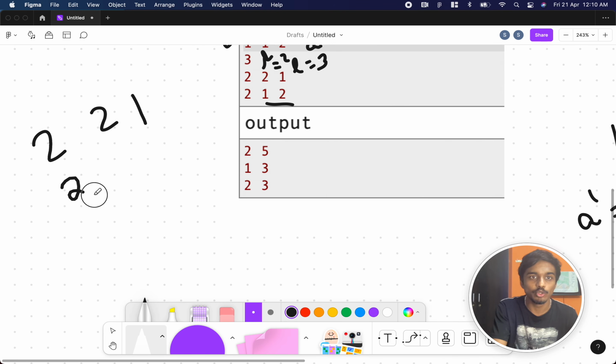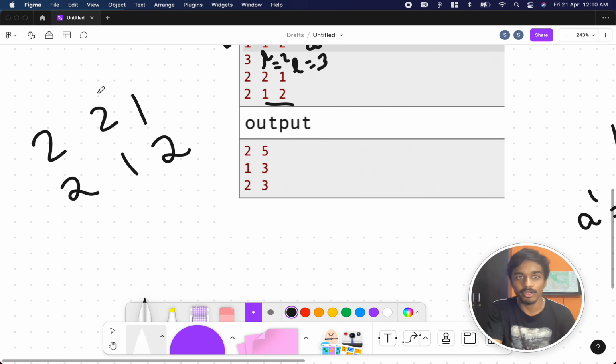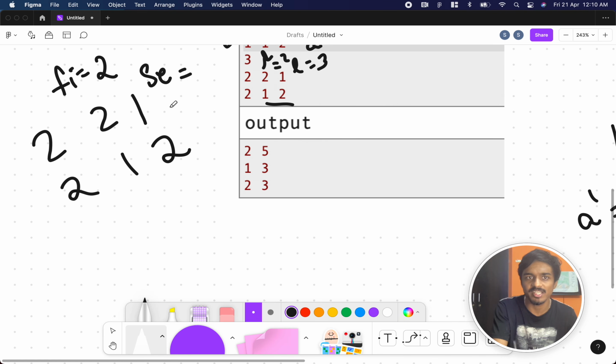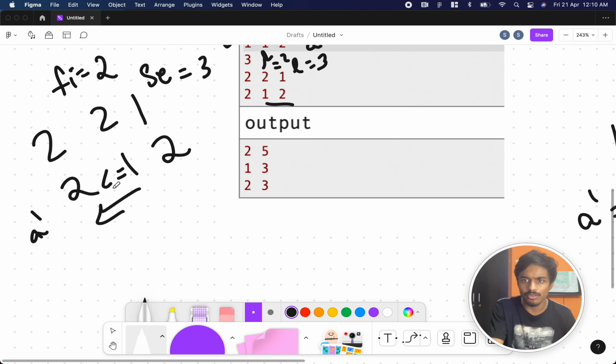Now let's see this one. 2 2 1 2 1 2. What did we do? According to our logic, Fi value is what? 2. That is L value, and R value is what? I am just putting second. That is 3. Can we go left in A dash? It is not possible because the left side value is smaller. Less than or equal to 2 is less than or equal? No, right? So Fi dash and SC1 is not, SC dash is not defined. So you are simply putting Fe2 and SC3.